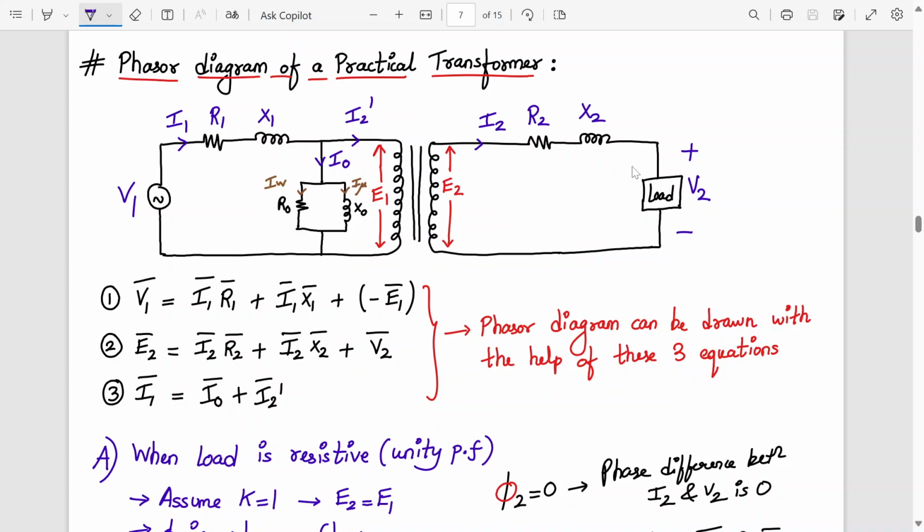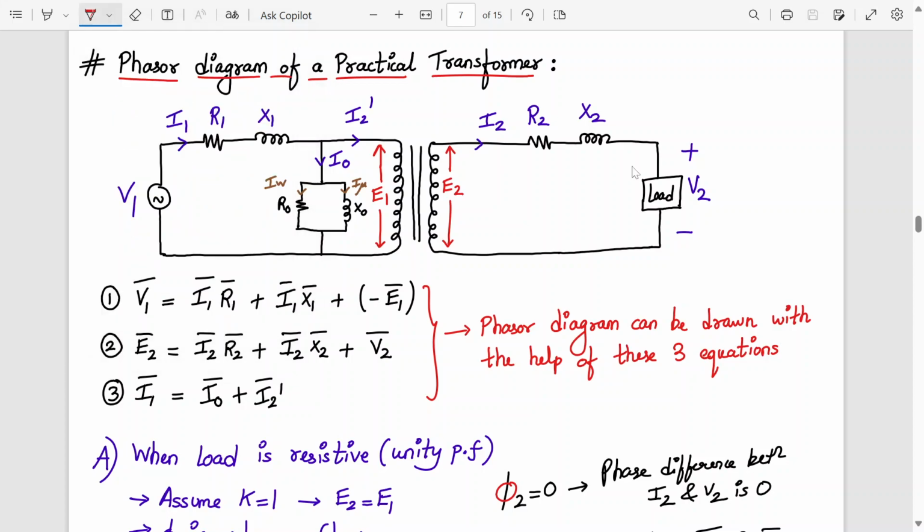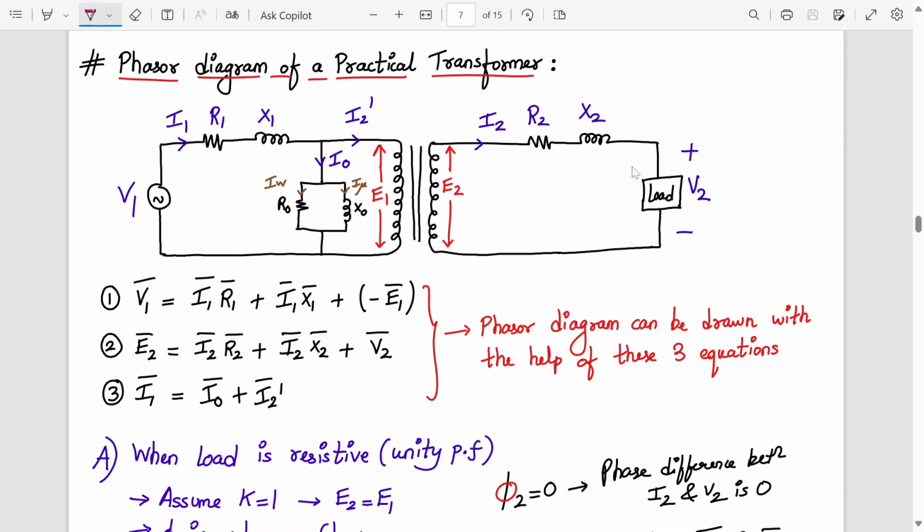So how do I write these equations? Let us start. I have to write the equations for V1, E2 and I1. I1 I already know. I1 will be given by I0 plus I2 dash. There's no need to explain.